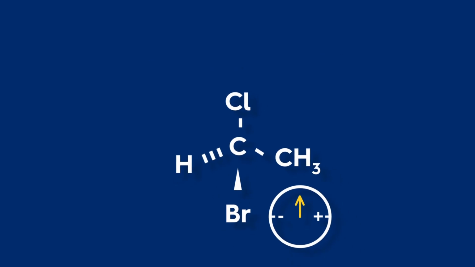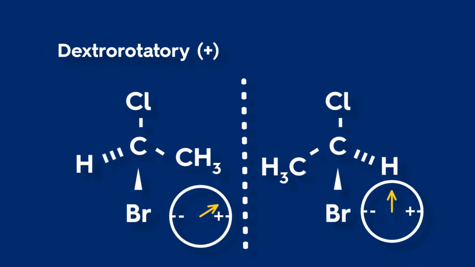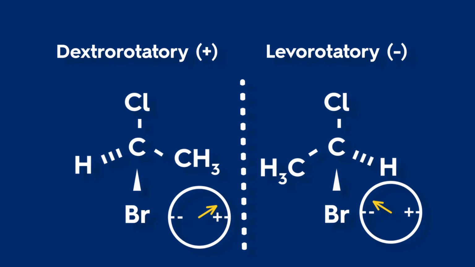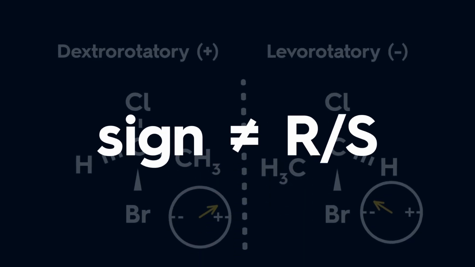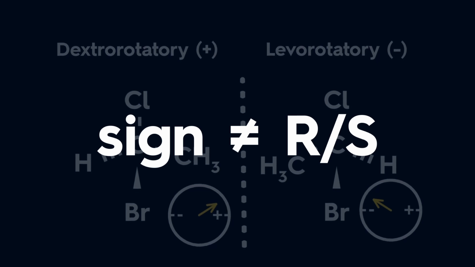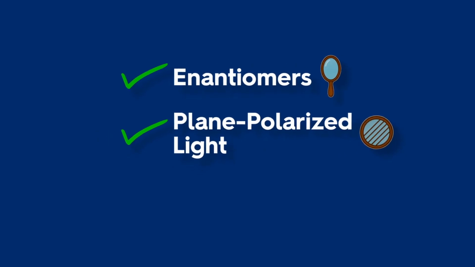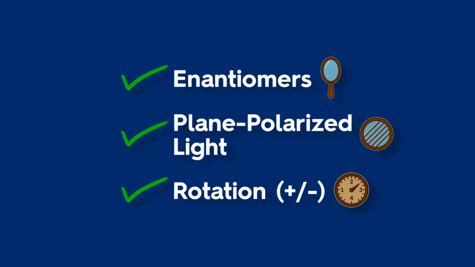One enantiomer rotates light clockwise, dextrorotatory, labeled plus. Its mirror image rotates the same magnitude counterclockwise, levorotatory, labeled minus. Important note to remember, plus or minus does not tell you R or S configuration. So far, we've defined enantiomers, built a picture of plane-polarized light, and named the 2 rotation directions, plus for clockwise and minus for counterclockwise. Ready to lock it in?